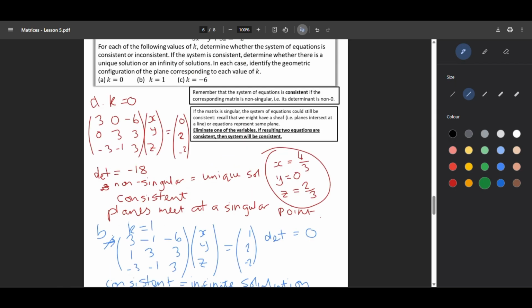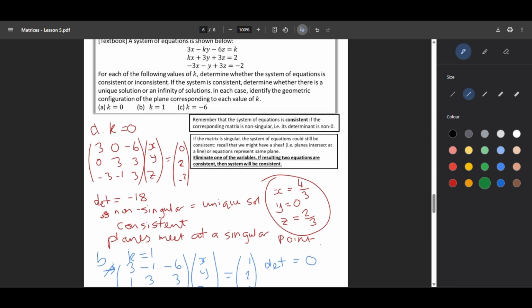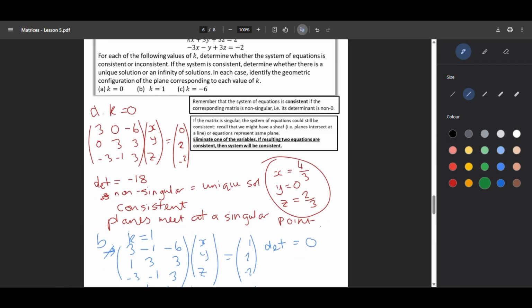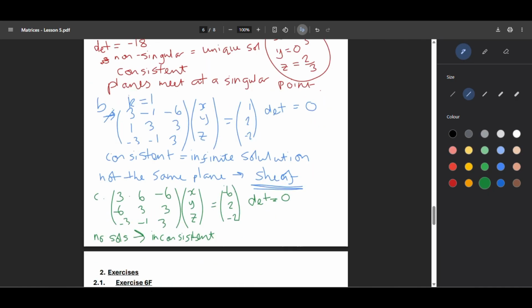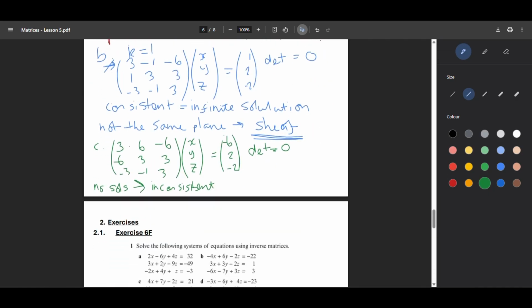And again, if you wanted to prove that, as it says there, eliminate one variable. If the resulting two equations are consistent, the system will be consistent. But if they're not, then that means they're inconsistent. So you can do that to prove that as well. But no solutions means inconsistent. So now we need to figure out, are they parallel or is it forming a prism?